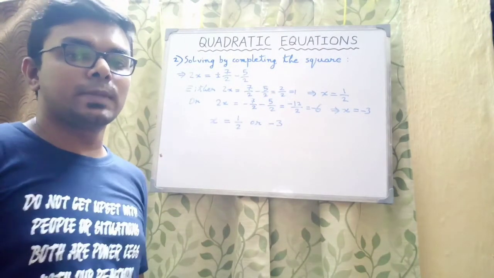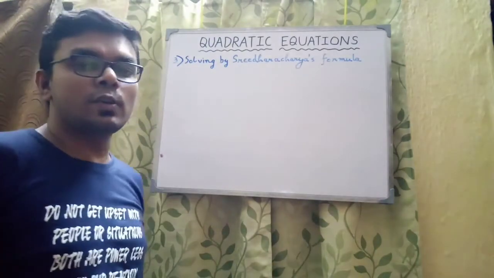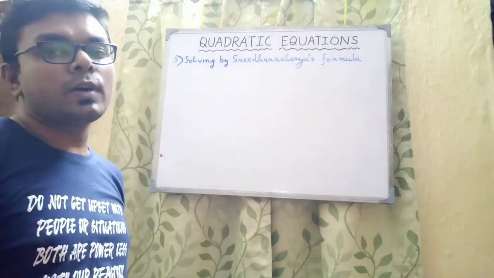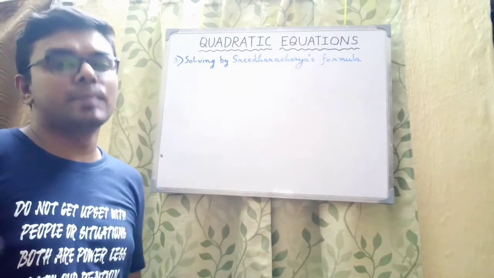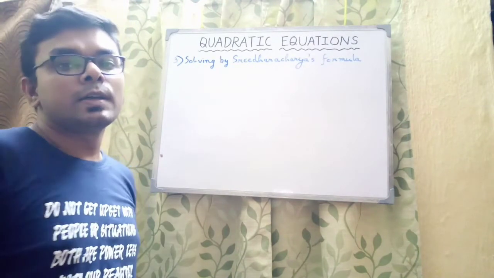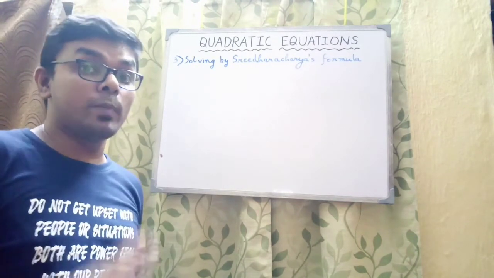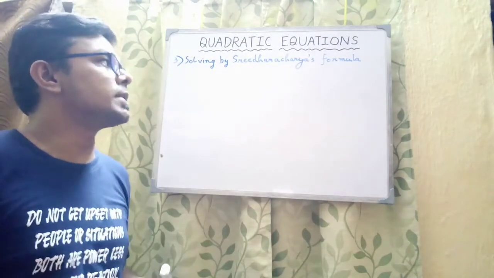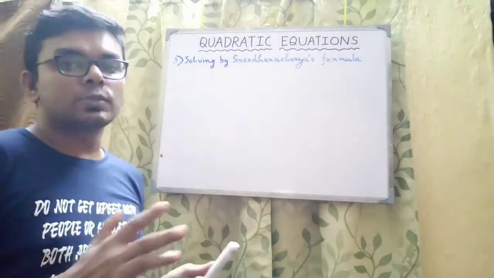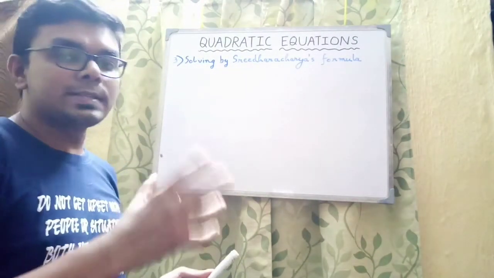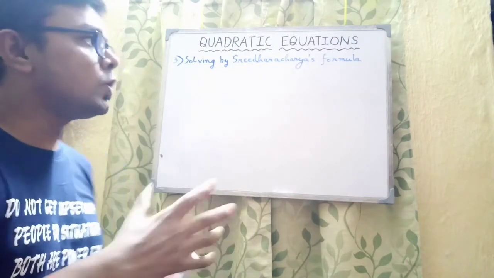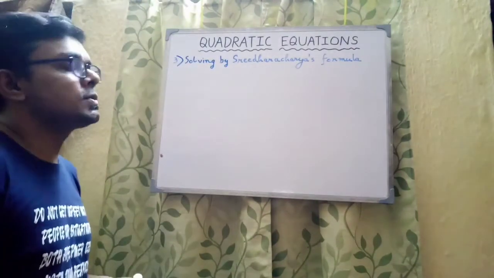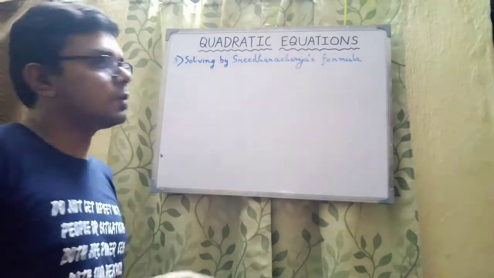Now we move on to the third method. So here we are with the third method of solving quadratic equations, that is solving by Sridharacharya's formula. Now Sridharacharya was actually a great Indian mathematician who devised this formula in the 11th century. Just imagine how many years ago. So this wonderful formula he derived to solve any quadratic equation.